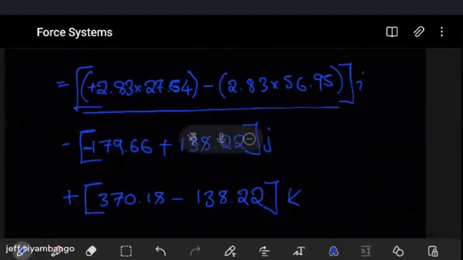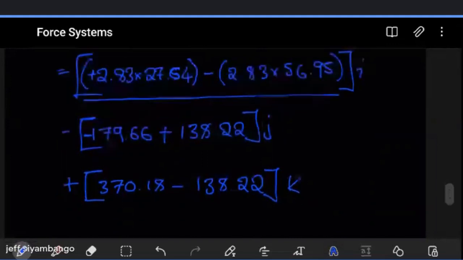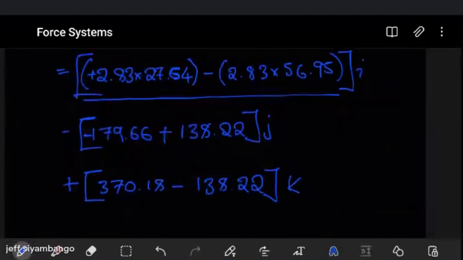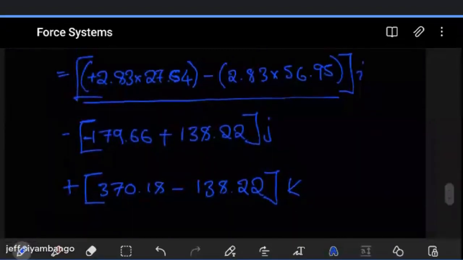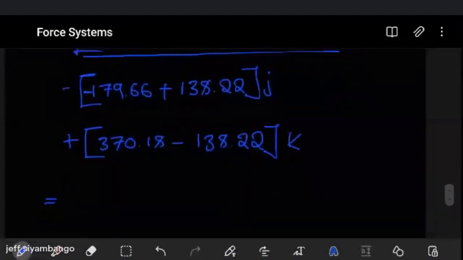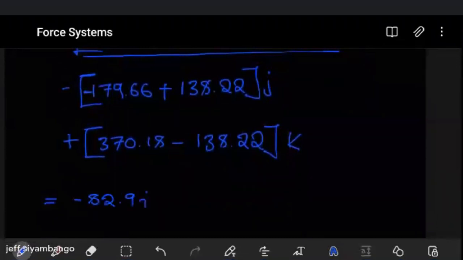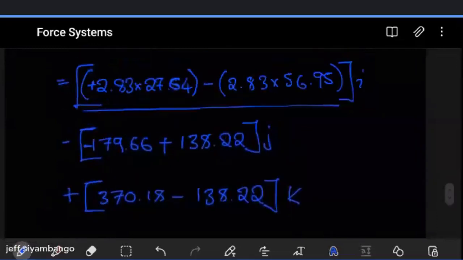$65.86. So that's 65? No, negative 65.86. Negative 82.9. Yeah, it's supposed to be negative 82.9. Right. Okay, so that's the first part.